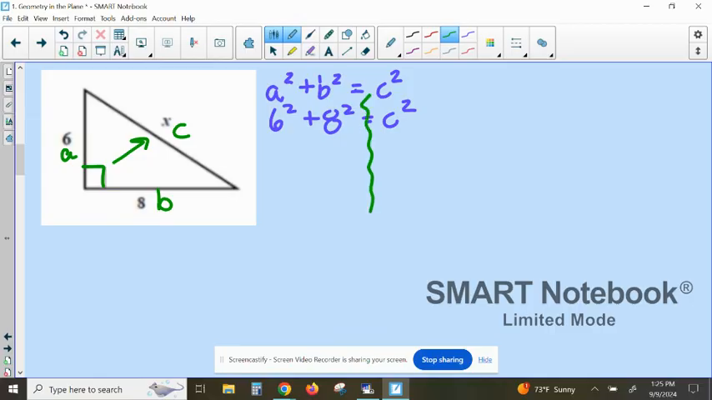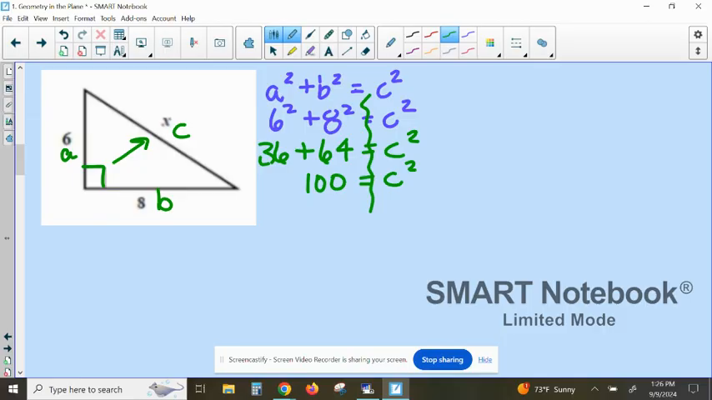Okay, we just got to solve this. Let's do a little math. What do we got? 6 squared is what? 36. Plus 8 squared is 64. Equals c squared. 100 equals c squared. I would fill this all out now. You don't want to have to go back and fill it all out by yourself later. What do we do now?